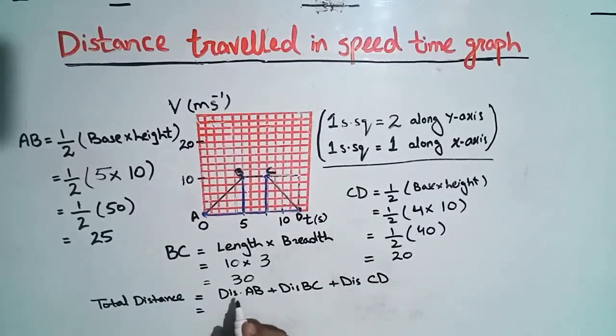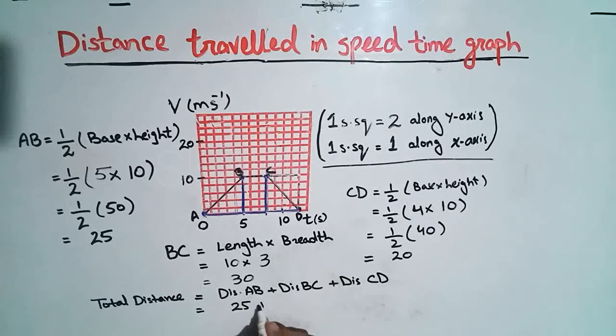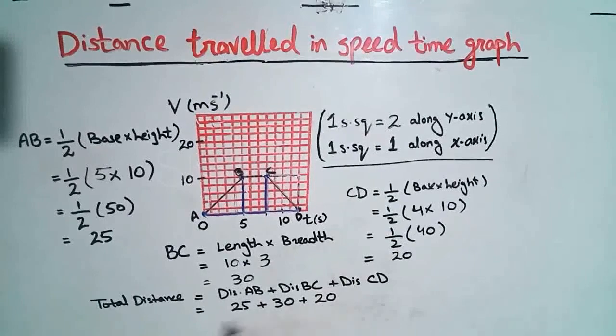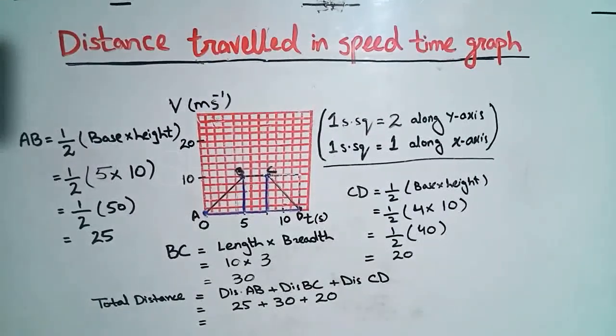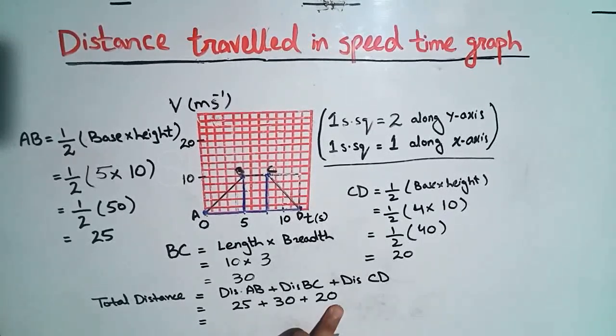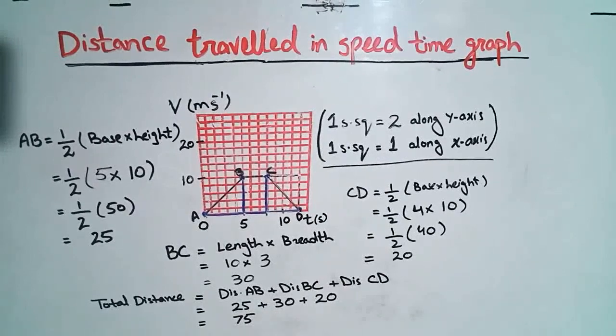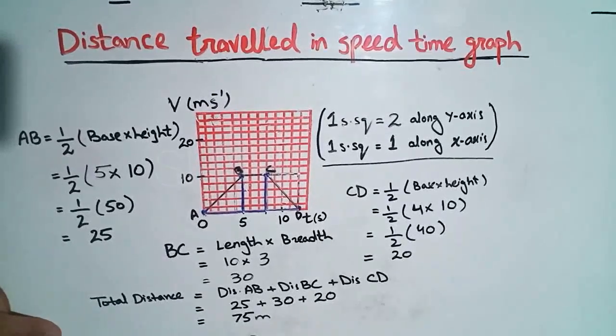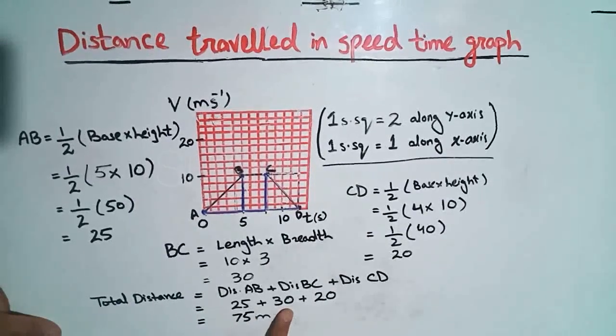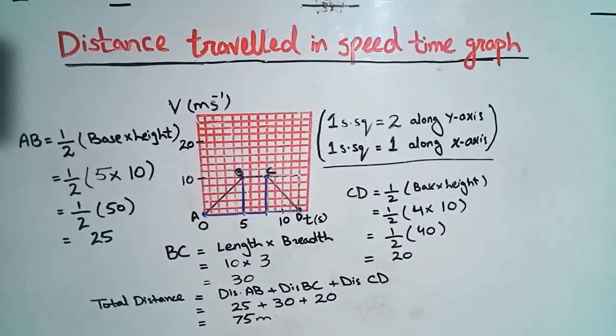Write all the distances: 25, 30, 20. By adding all the distances, we get 25 and 20, that is 45, 45 and 30, that is 75. So 75 meters is the total distance that the body has traveled.